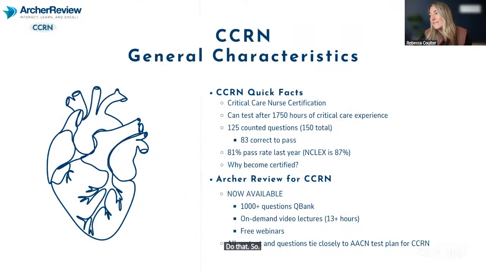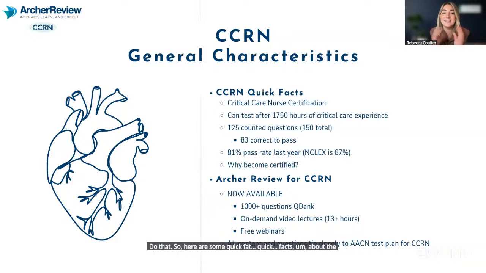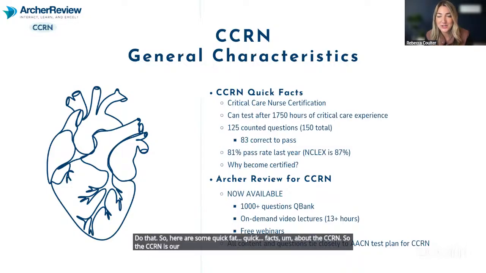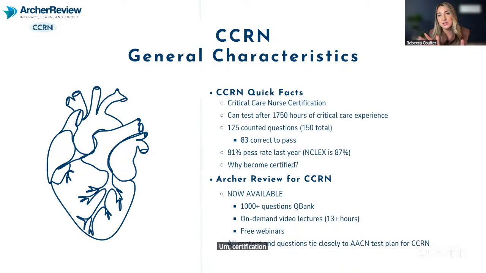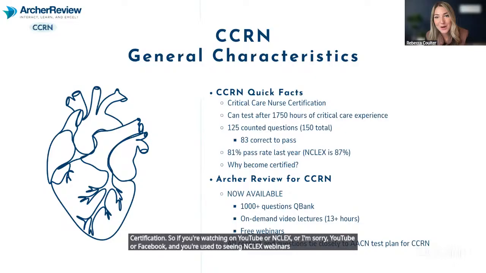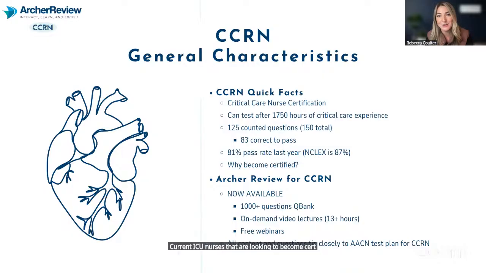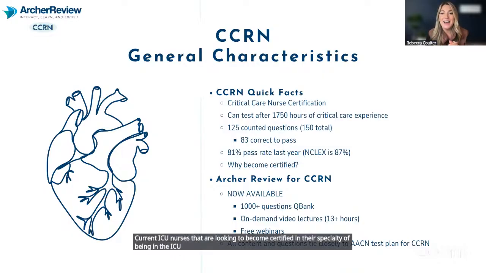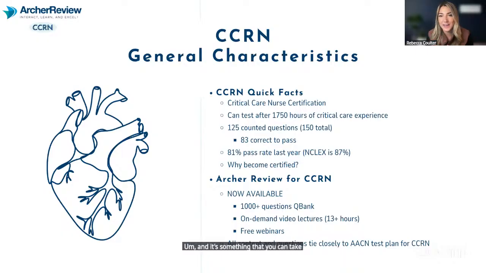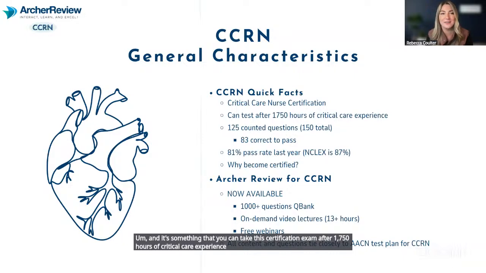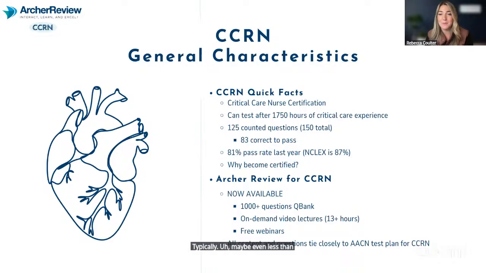So here are some quick facts about the CCRN. The CCRN is our critical care registered nurse certification. So if you're watching on YouTube or Facebook, and you're used to seeing NCLEX webinars, this is a CCRN webinar. This is for current ICU nurses that are looking to become certified in their specialty of being in the ICU. And you can take this certification exam after 1,750 hours of critical care experience. If you're working full time, you can do that in just under a year, typically. Maybe even less than that if you pick up some extra shifts.